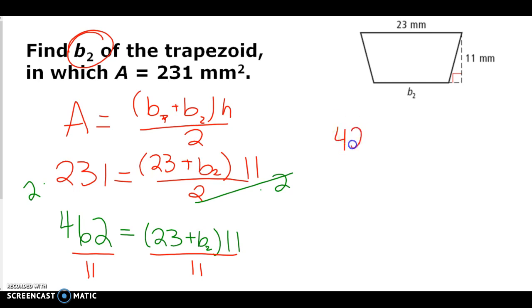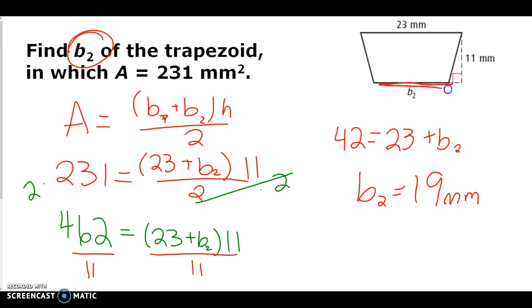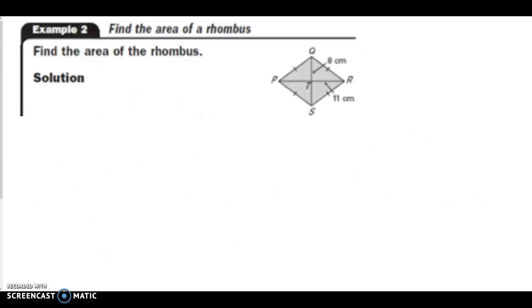42 is equal to 23 plus the second base. And then just subtract 23. So what's our second base? 19 what? Millimeters. We're looking for a length. So find b. That's just one length right there, so it's not squared. If I took a ruler out, I would be able to measure it if it was on this very blurry picture.